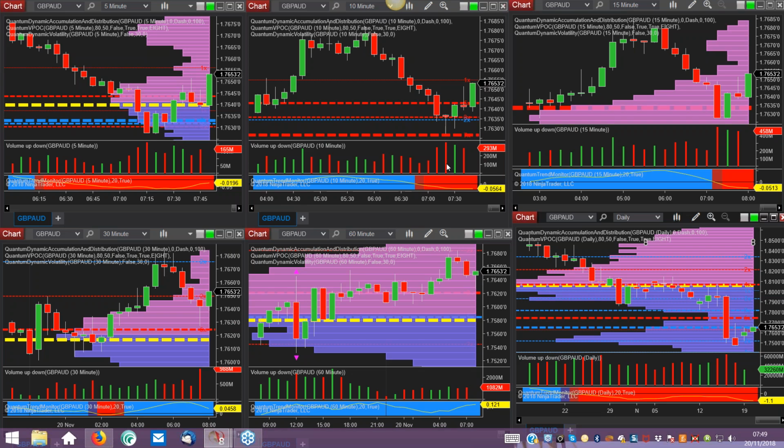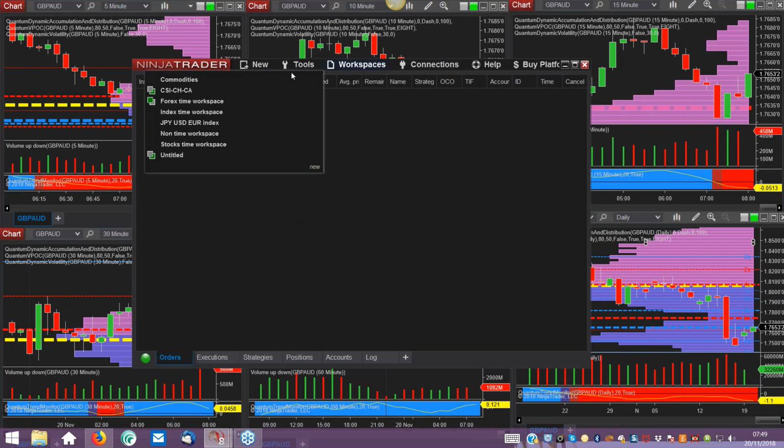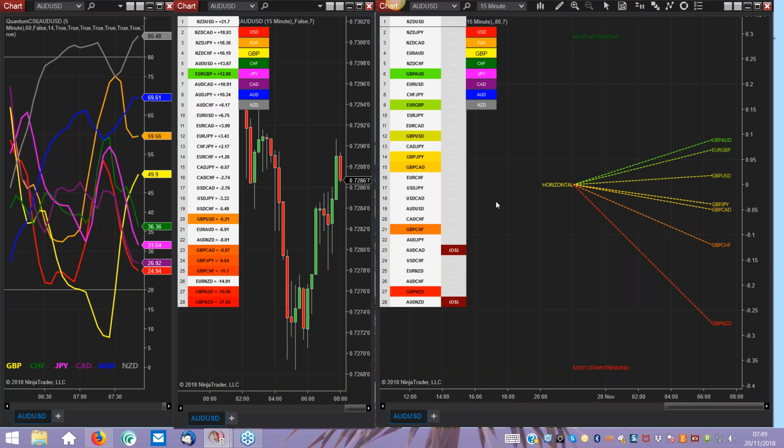Starting to see a bit of pickup in. Let's just go and see what's happening on the CSI, and then I'll pass back to Anna for a change of voice. Let's go to, there we go. What's happening? Okay, we've still got the strong buying of the pound.